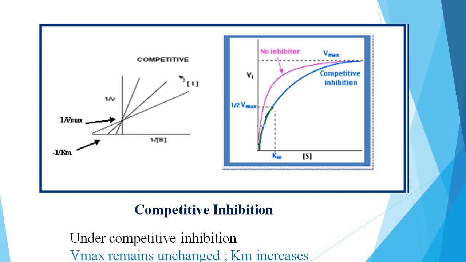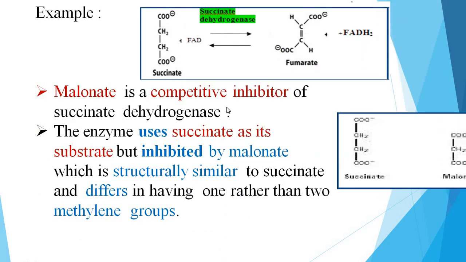The example is the succinate dehydrogenase. The succinate dehydrogenase is an example of a competitive inhibition with succinic acid as its substrate. Malonic acid, glutaric acid, oxalic acid, etc. have a similar structure to succinic acid. So, this is the structure for the succinate and the malonate.